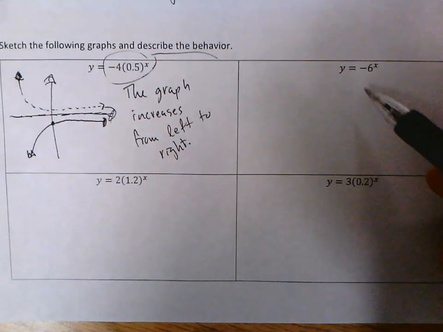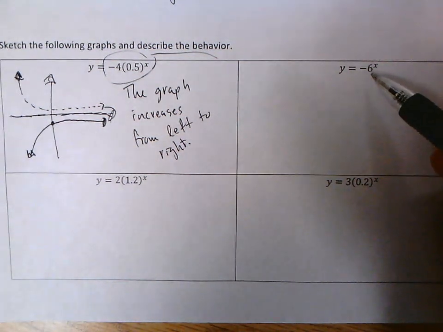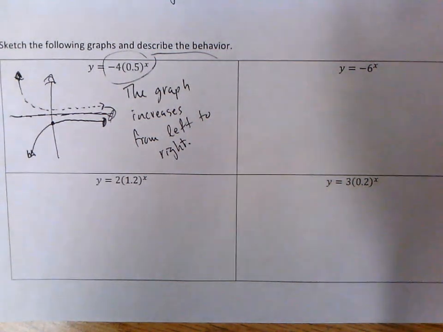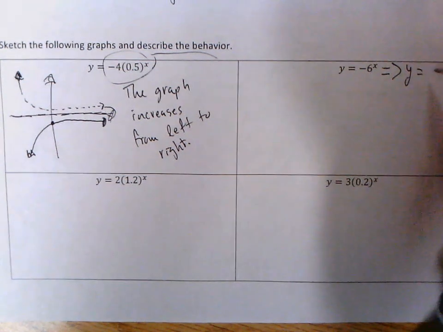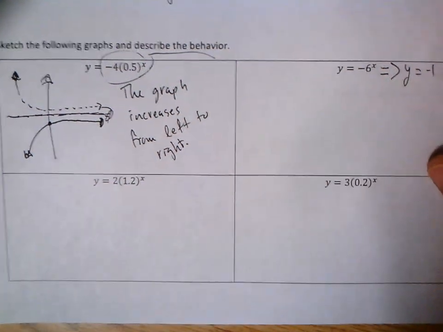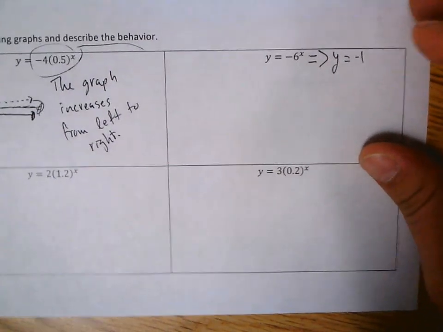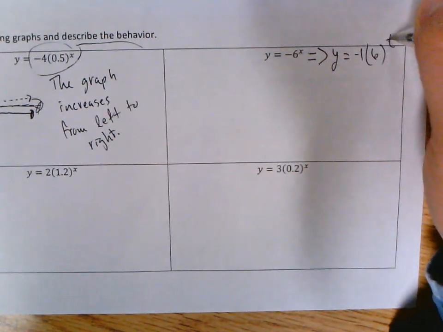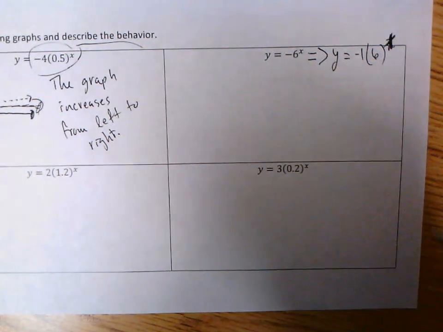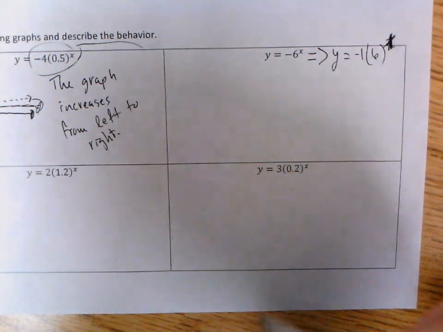I'm going to do this next one. y equals -6 to the power of x. A way that you can rewrite this is as y is equal to -1 times 6 to the power of x. I'm used to writing to the power of t, this should be an x.